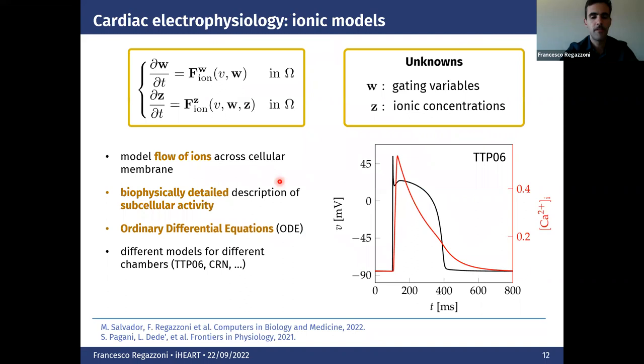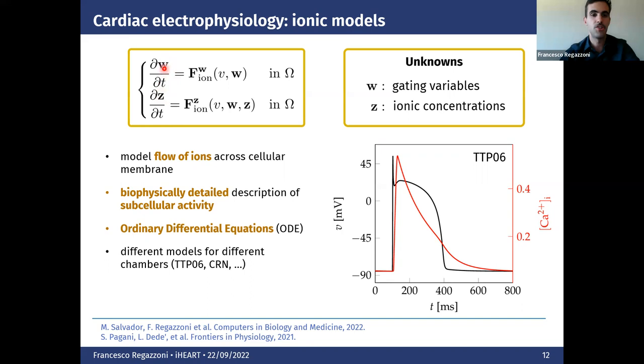Now we can finally pass to equations. I will try to be as lightweight as possible with the equations, but this is just to give you an idea of the mathematical tools that are used to describe this model of the heart. First of all, we have the model of ions, which describes how chemical species move inside and outside the cardiac cells. These equations are typically written in this form. So this is the partial derivative in time, which describes how these variables change in time.